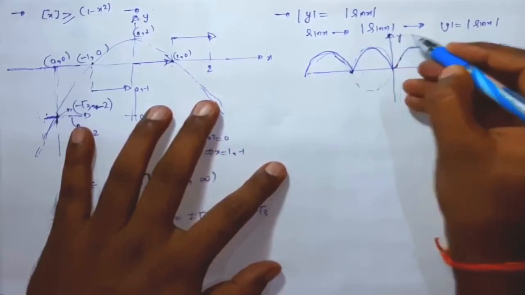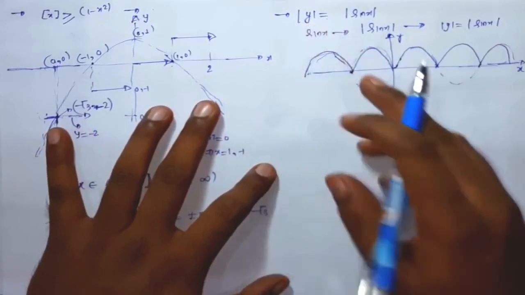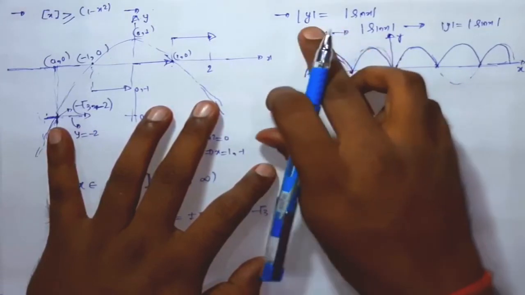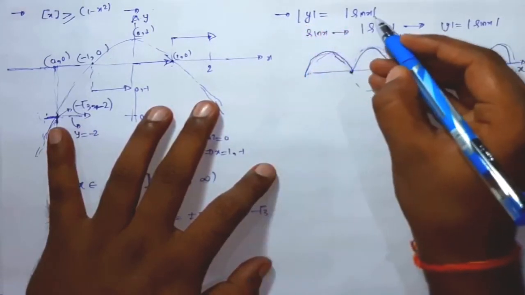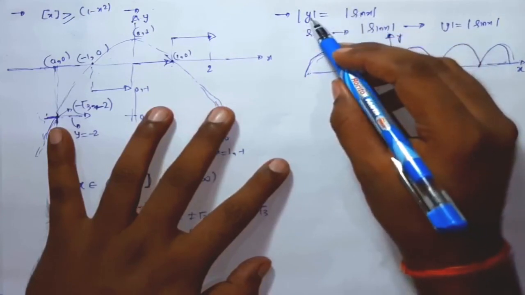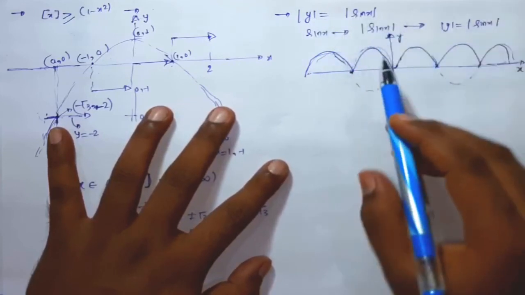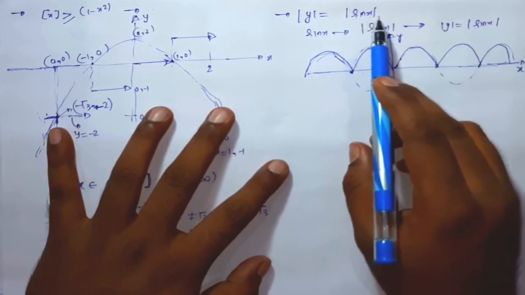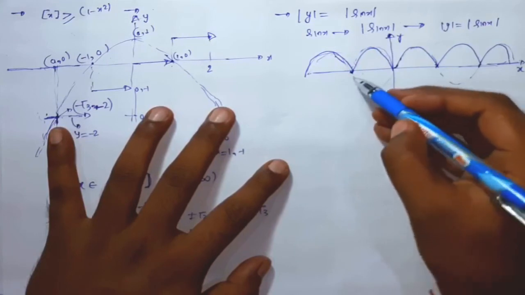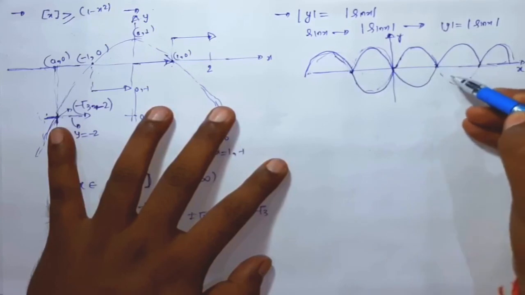Now we need to put a mod on y also. So if we are putting mod on y, then what will happen? This portion is already positive. If mod of y opens, then we will need to take an image of this positive portion in the negative y direction, in the x-axis. So simply we will take the image of this portion also like this. So this will be the graph of this function.